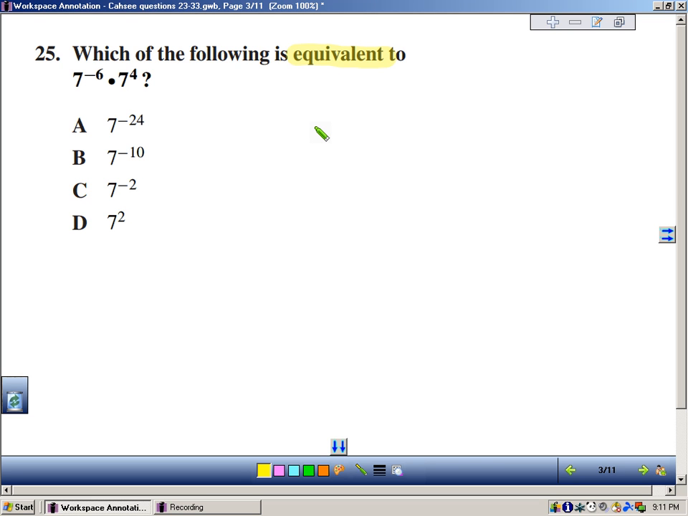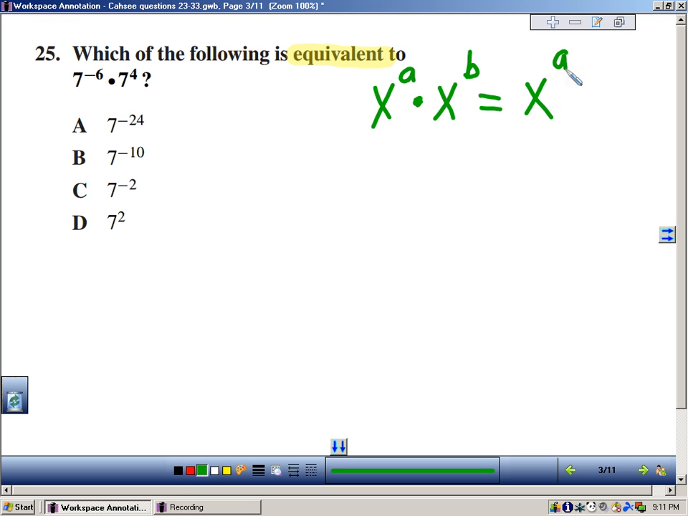So this is multiplying two powers together with the same base. So what is the product of two powers? The rule is that if you have a power raised to a given exponent times the same power with the same base, you're not dividing the powers, you're actually multiplying. And that's when you add the exponents.